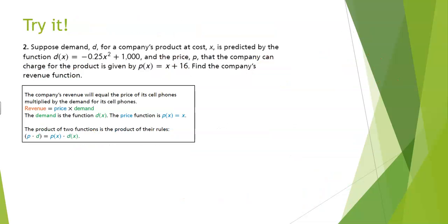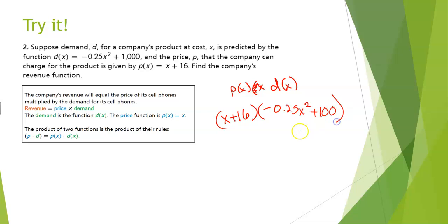Okay, I want you to try this one. We've defined D of X and P of X to be something different, but we're doing the same thing. We're multiplying the price. So we're multiplying P of X times D of X. So we're multiplying those two together: X plus 16 times negative 0.25 x squared plus 1,000. Use the FOIL method or use the box method and see what you come up with.